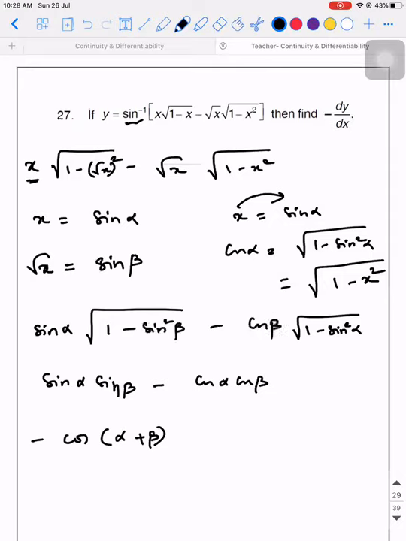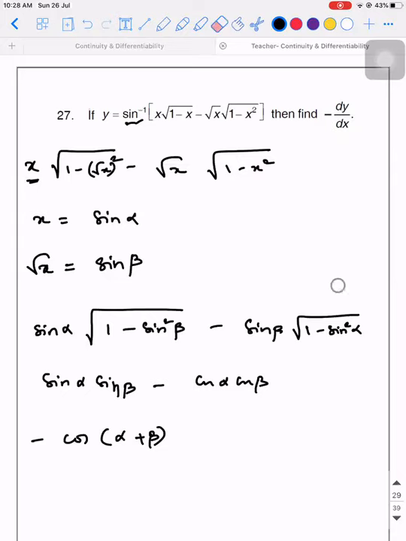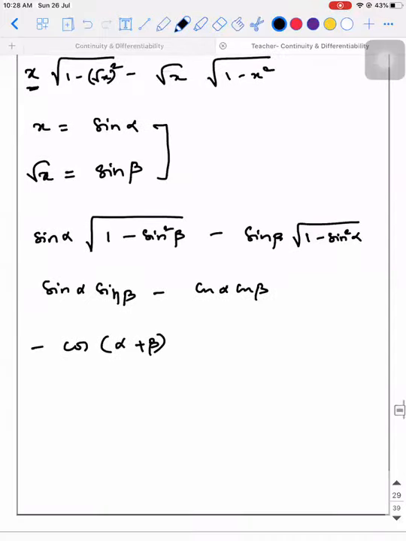Sorry, sine beta. I hope this is clear. Is there any doubt? No, sir. So, you guys understood why I manipulated it? The only thing is, I will be able to get rid of that inverse only if I have a sine function inside. So if I need a sine inside, these are all the substitutions I have to do. So sine alpha, then this will become cos beta minus cos alpha sine beta.